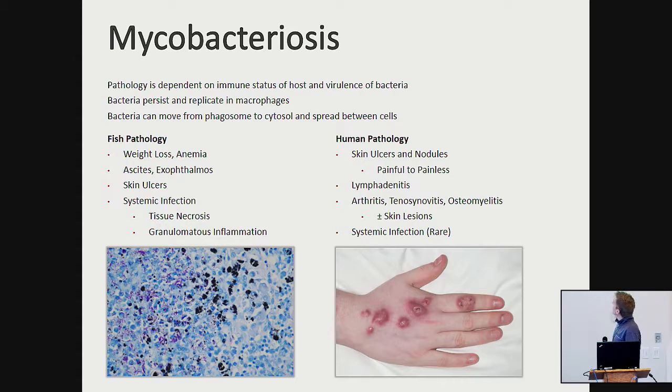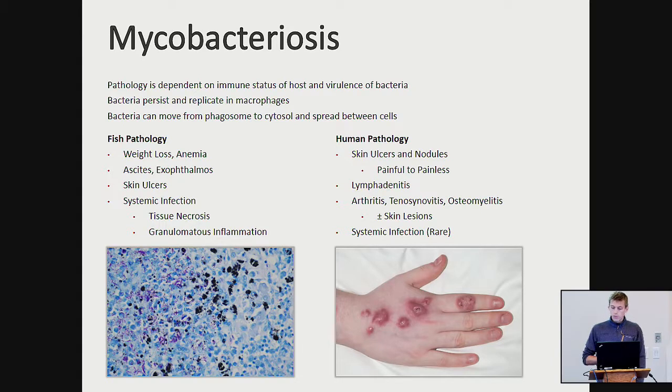But in humans, infections typically manifest as ulcers of the skin and skin nodules. They can be painful to painless. As the progression spreads, it usually goes to the local lymph nodes first, so you might develop lymphadenitis. And in the worst case scenario, you would get arthritis, tenosynovitis, and osteomyelitis, so infections of the bones and joints from the point of entry. And some species of mycobacteria can actually manifest as bone and joint infections without having prior skin lesions, so it's important to consider.